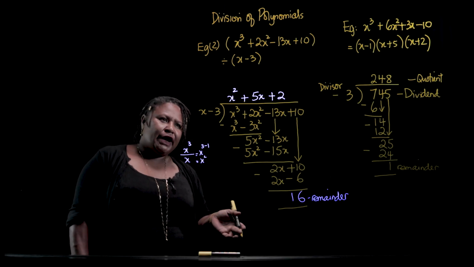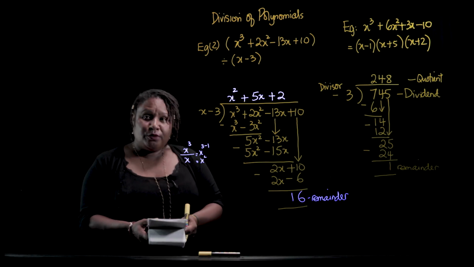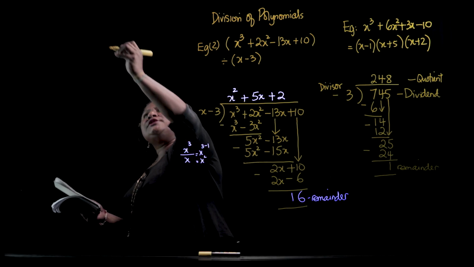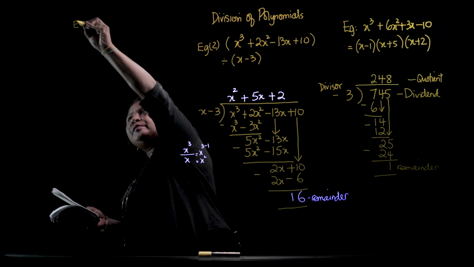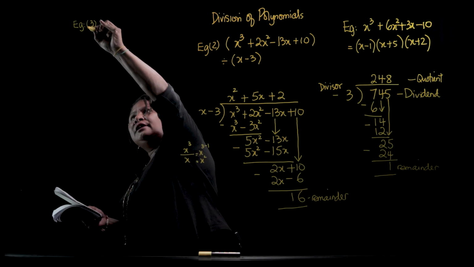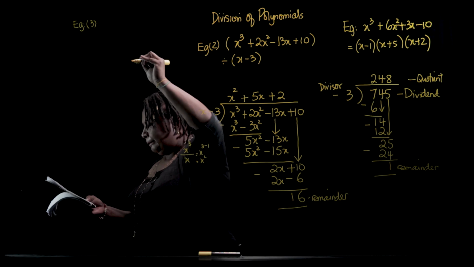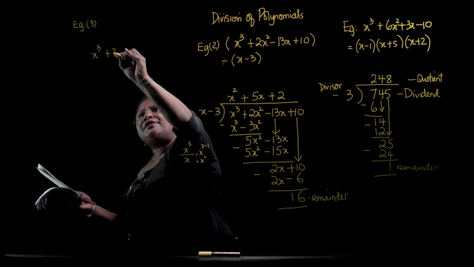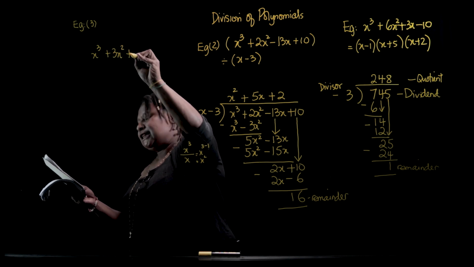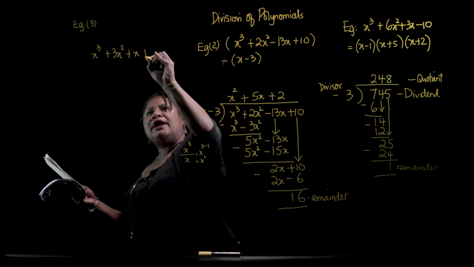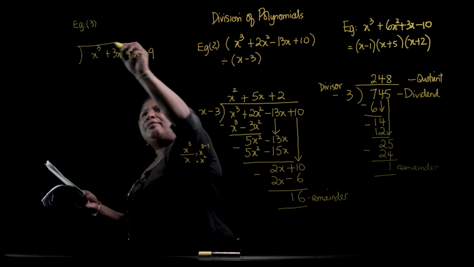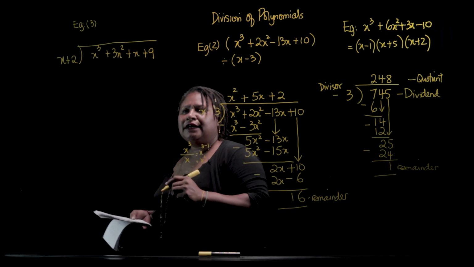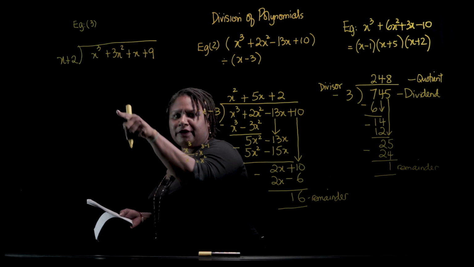All right? Now, let's try out one more example to see how we divide. Okay? Let's look at example number 3. All right. And we have x cubed plus 3x squared plus x plus 9 divided by x plus 2. Okay? So we divide in this direction and multiply this way.